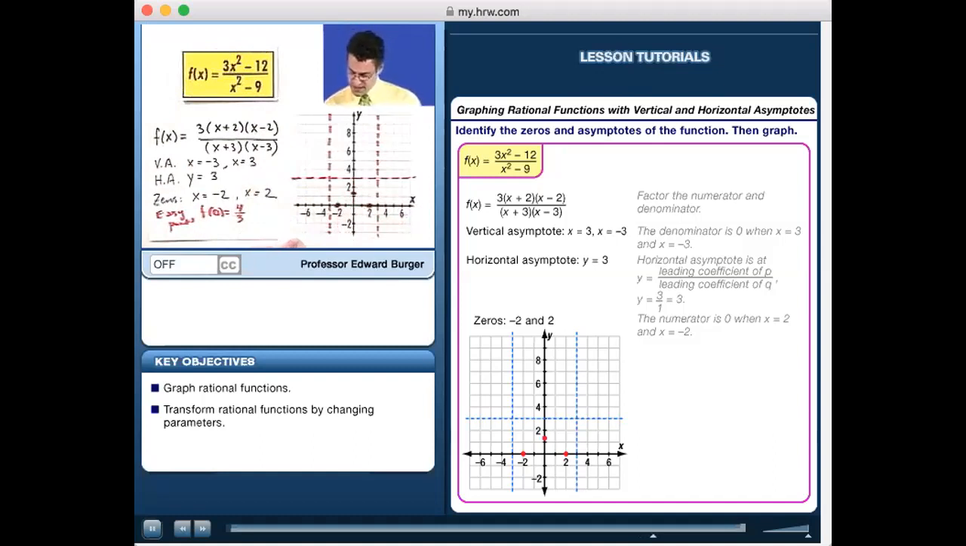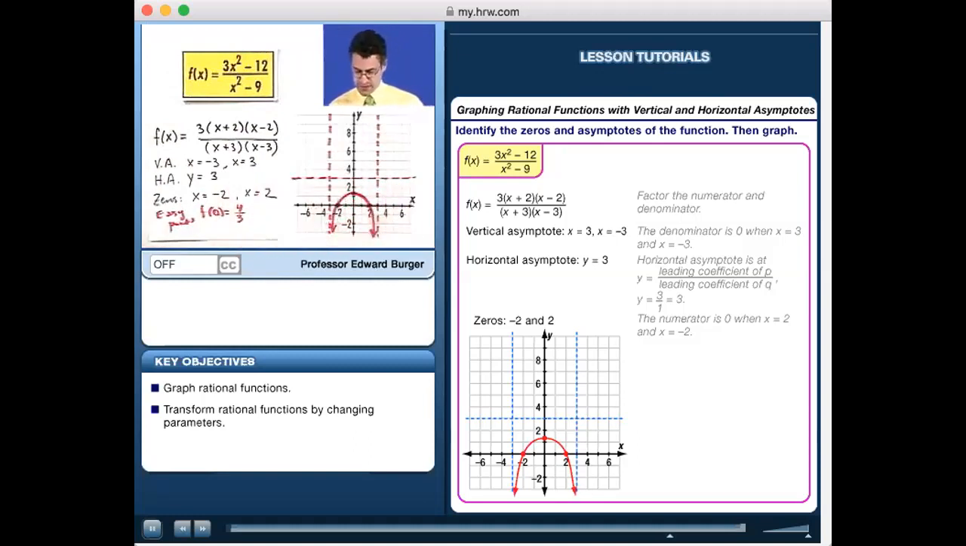And so what I see here is that we get a picture where we're going to be asymptotic here. We're going to come up and then come down. So it's going to look like an upside down U. And then what happens in the other regions? Well, again, you could pick some points.